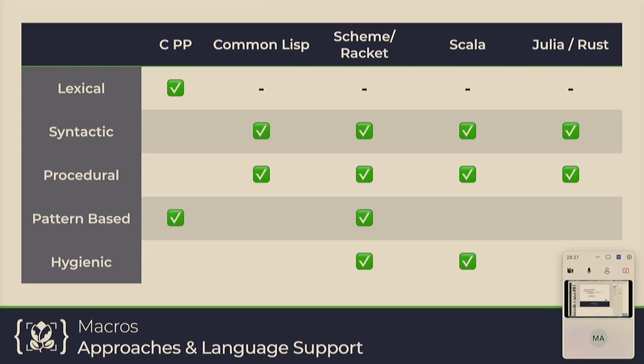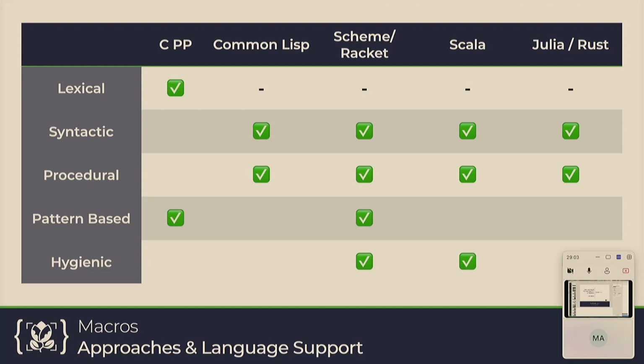At the lexical level, you consider the patterns at the level of tokens in the programming language, so they are not very interesting, and they're based on patterns. The ones in classic Lisp are syntactical, so at the level of the syntax, and the transformations are expressed through procedures, through normal code. In the case of Scheme and Racket, you have more. You can actually do it with patterns, and they are hygienic, and I will tell you what that is in a second. Scala is almost the same, except they don't work with patterns, they work with code, and the same goes for Julia and Rust, the modern languages.